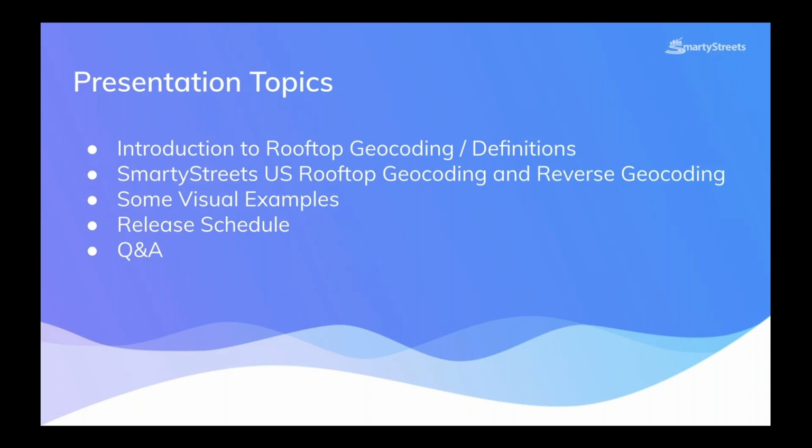Let's go over what we're going to talk about today. Some of the topics we're going to discuss are an introduction to rooftop geocoding, some definitions, a little bit of geocoding in the past, and what rooftop meant in the past versus today. We'll talk specifically about the SmartyStreets rooftop geocoder and reverse geocoding. Burke's got some visual examples of how those will benefit you in your industries. We'll talk about the release schedule and the plans for the future. And then at the end, we'll have a short Q&A session.